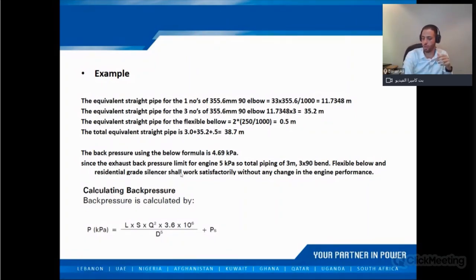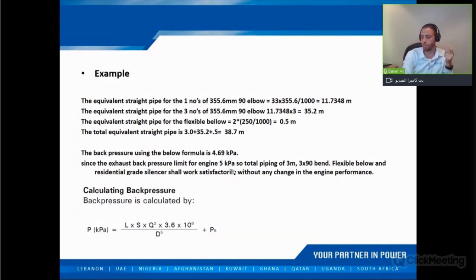Then we have to use this formula to calculate the back pressure using this equivalent length. And we have to add the 4 kilopascal for the silencer. So from this formula, we get 0.69 kilopascal plus 4. So the back pressure for this exhaust system will be 4.69 kilopascal.